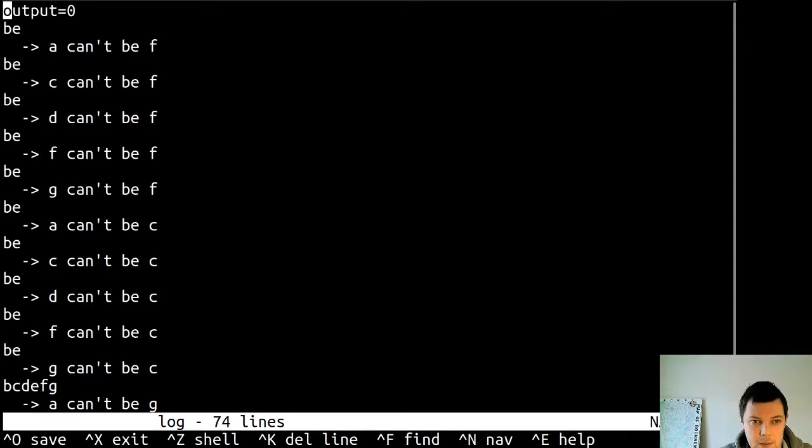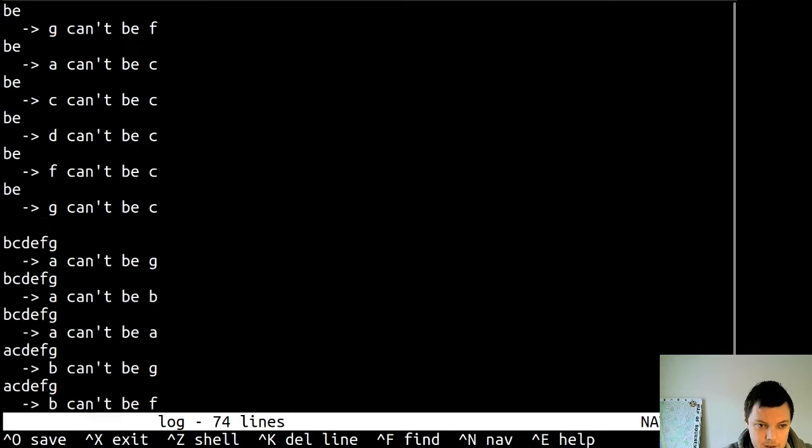Yeah, so when we see BE, we know that B and E are C and F. So everything except B and E can't be C or F. So agreed, that looks like it's making correct inferences.